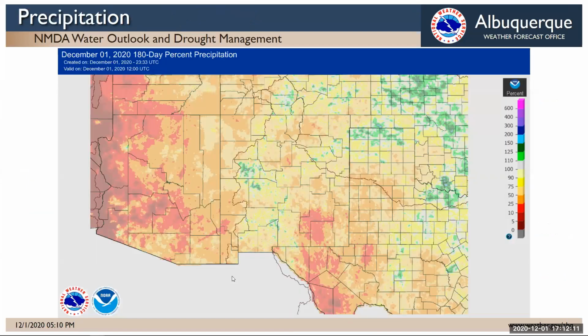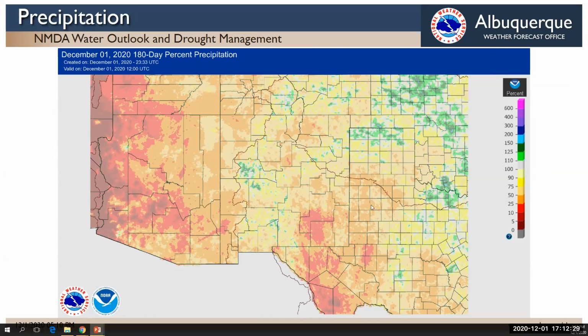So here's the last 180 days of precipitation. This is a National Weather Service product. It's combined rain gauge, radar, it's percent of normal. Now, normally we don't like using percent of normal for drought. It really doesn't tell the story that well. But I want you to look at the general patterns.